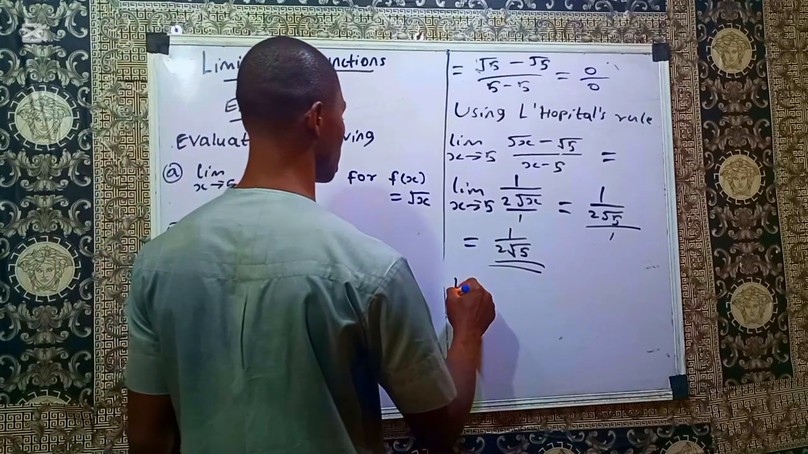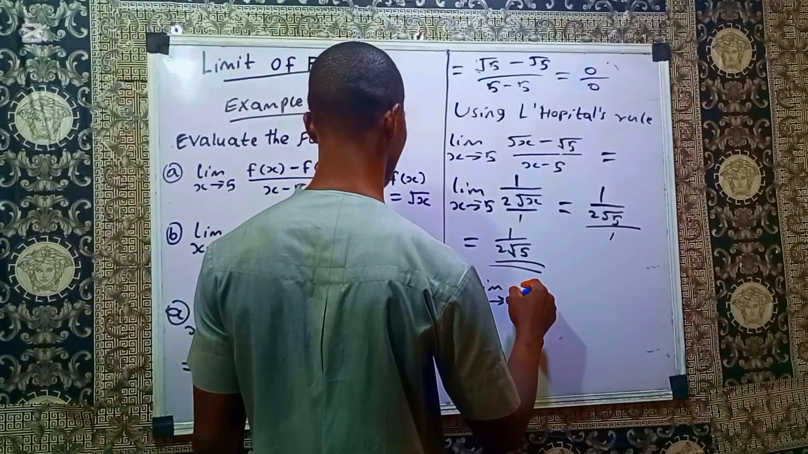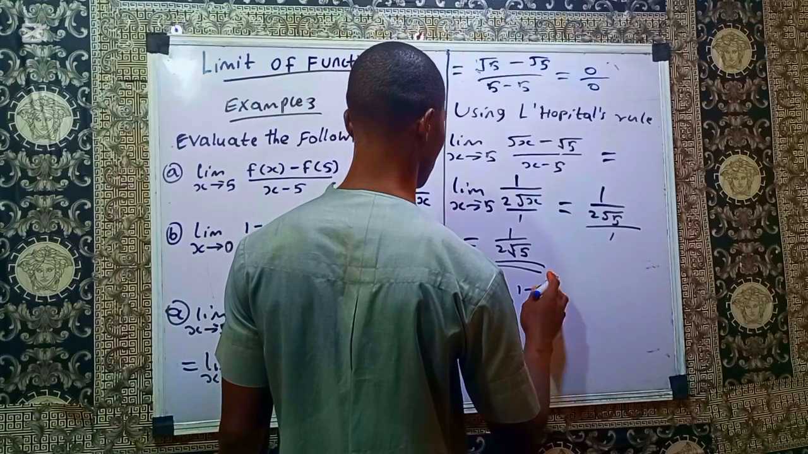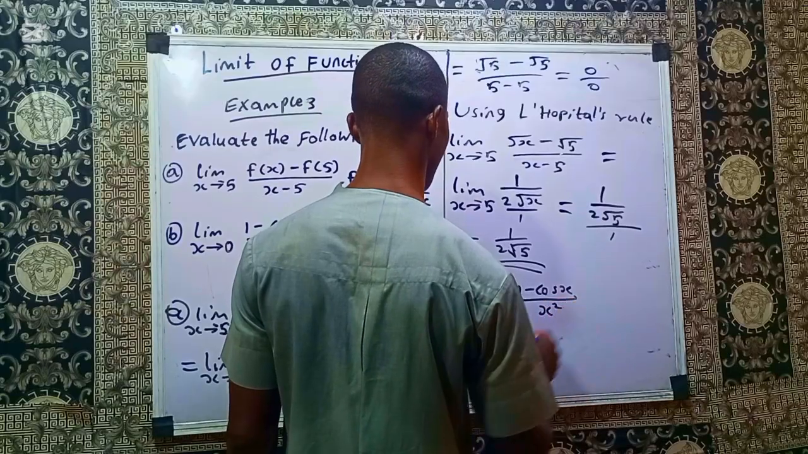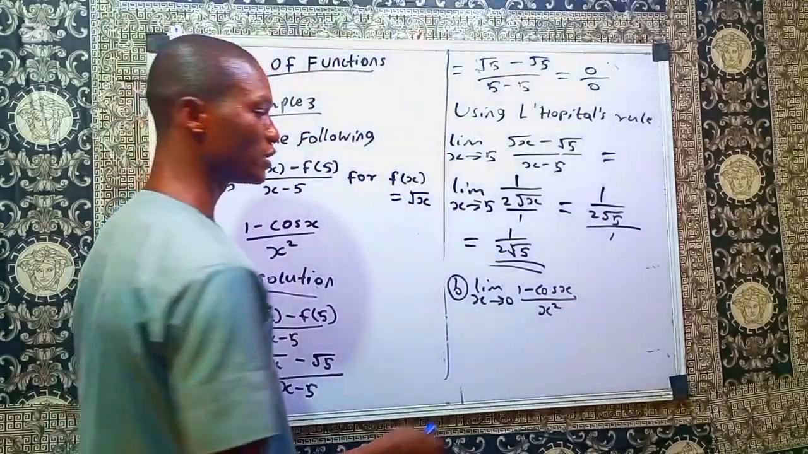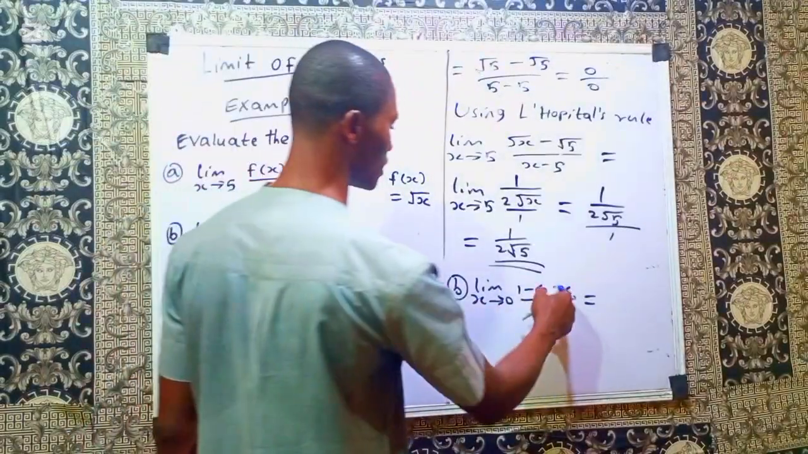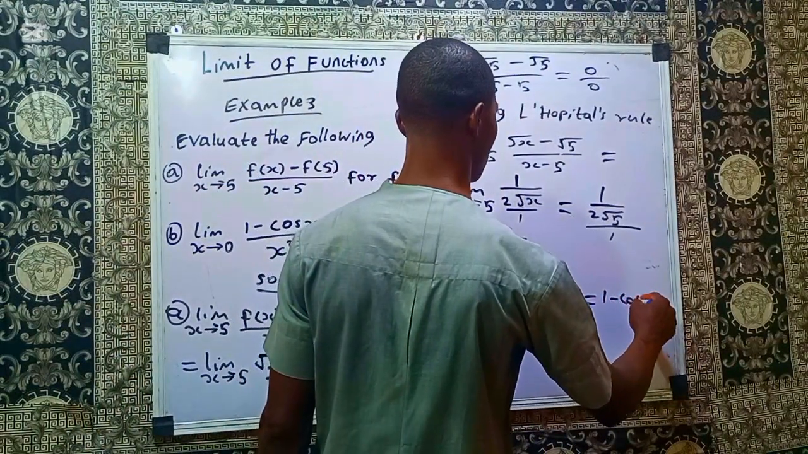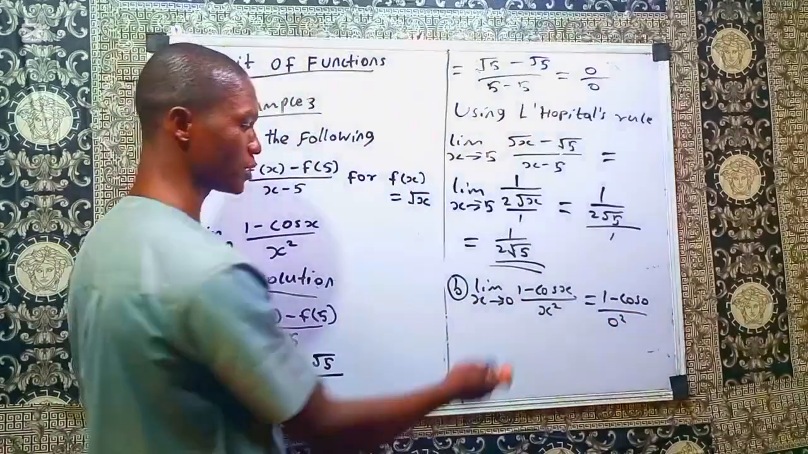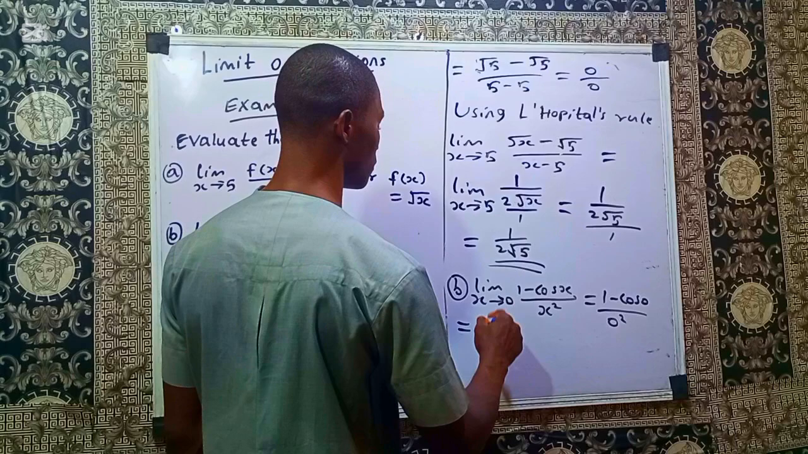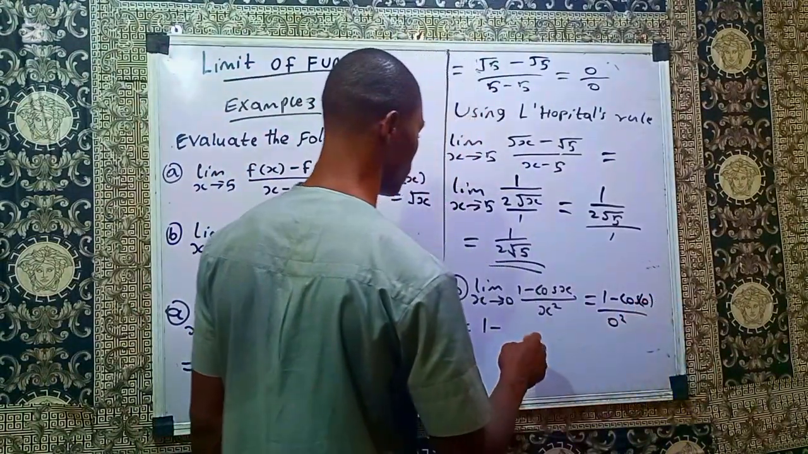So for the b part, we have the limit as x goes to 0 of 1 minus cosine of x, all divided by x raised to power 2. So if you evaluate at the point x going towards 0, you put 0 for x here, you have 1 minus cosine of 0, all divided by 0 squared. So I'll replace x for the point 0. So this is 1 minus cosine of 0. Cosine 0 is what? Cosine 0 is 1.